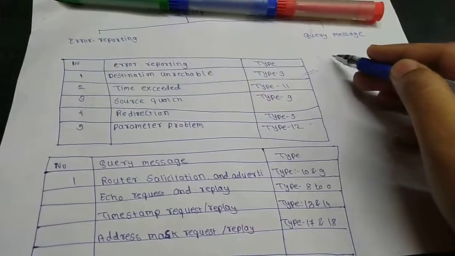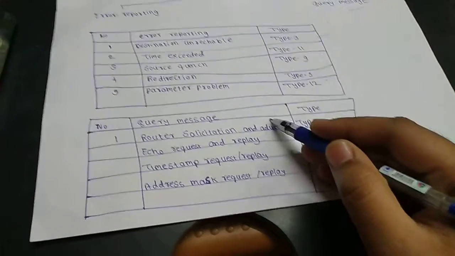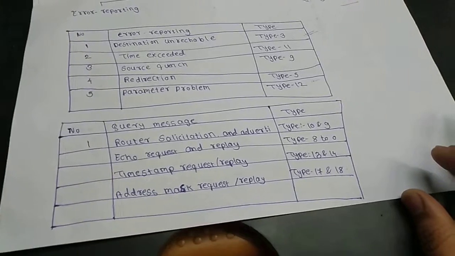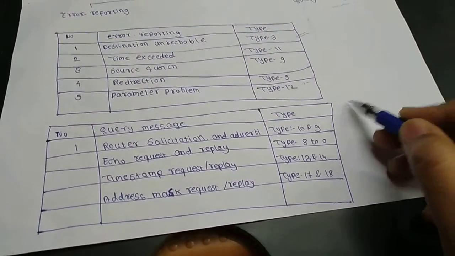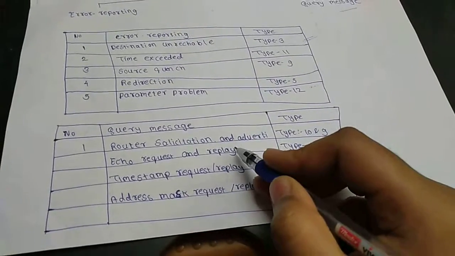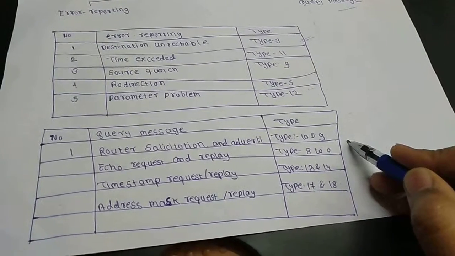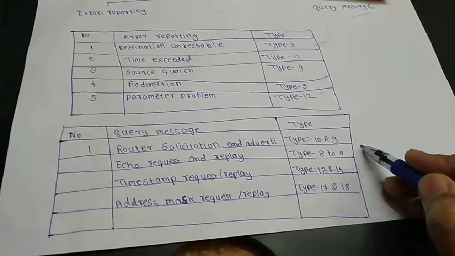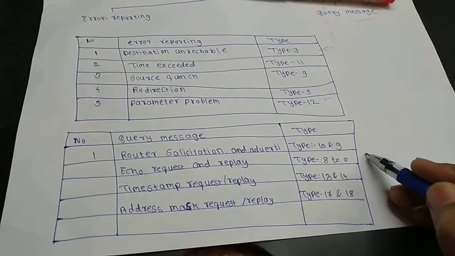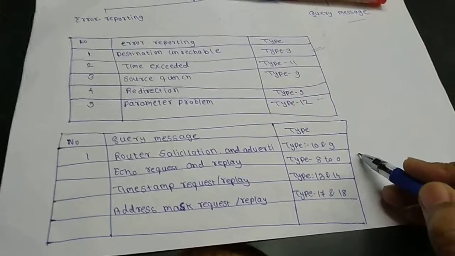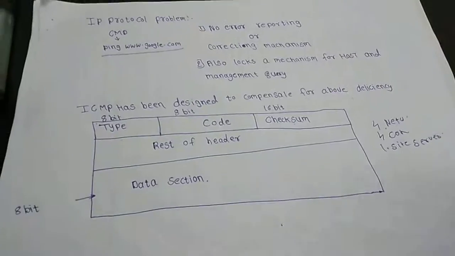Let's move on to the query messages. First is router solicitation and advertisement, types 10 and 9. Then echo request and reply, type 8 and type 0. Timestamp request and reply, type 13 and type 14. Address mask request and reply, type 17 and type 18.